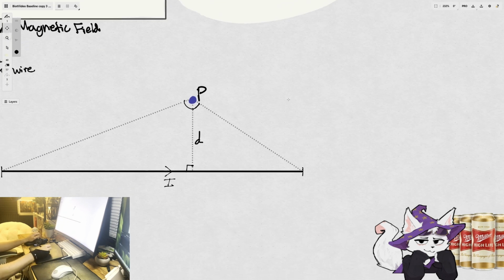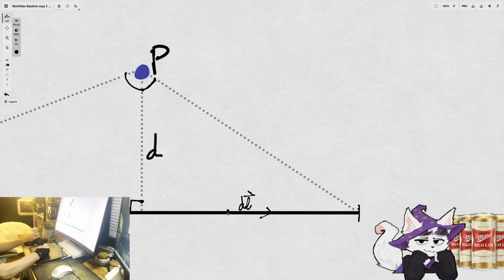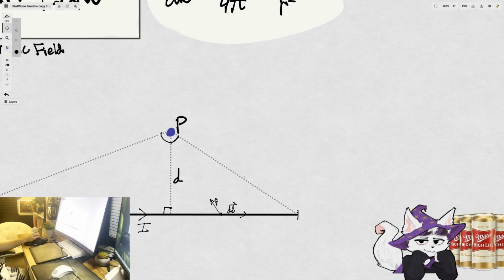So let me just go ahead and draw these out on our diagram here to make more sense of this. So let's just choose our point right here to be our dl. Just draw this out. And our r hat vector is pointing in the direction of P. Now let's apply our cross product rule. So put our fingers in the direction of dl and curl them up to r hat, and our thumb is pointing out of the page.